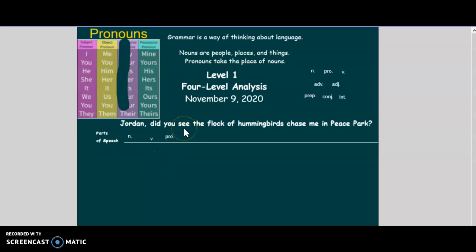All right, so the word see. Jordan, did you see the flock of hummingbirds? Is this a person? No. Place? No. Thing? No. So if it's not a person, place, or thing, it can't be a noun. And if it were a pronoun, it would still be a person, place, or thing. It would just be the word that stands in for that noun. It takes the place of that noun. So if you can say no to person, place, or thing, it can't be a noun or a pronoun, either one. So this is neither one of those. This is a verb. It's something we do.